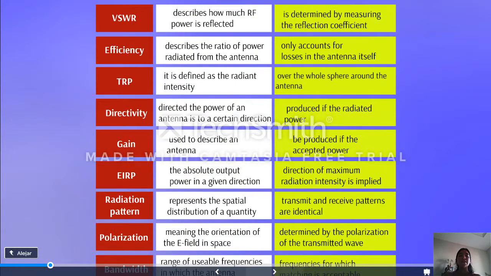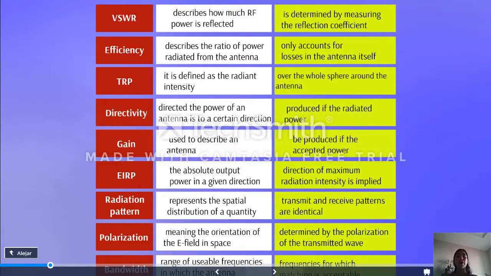Antenna parameters. The antenna's parameters include voltage standing wave ratio, VSWR. The voltage standing wave ratio describes how much RF power is reflected by a load instead of being absorbed. It is determined by measuring the reflection coefficient. Efficiency. The antenna radiation efficiency describes the ratio of power radiated from the antenna to the power accepted by the antenna. It accounts for losses in the antenna itself.